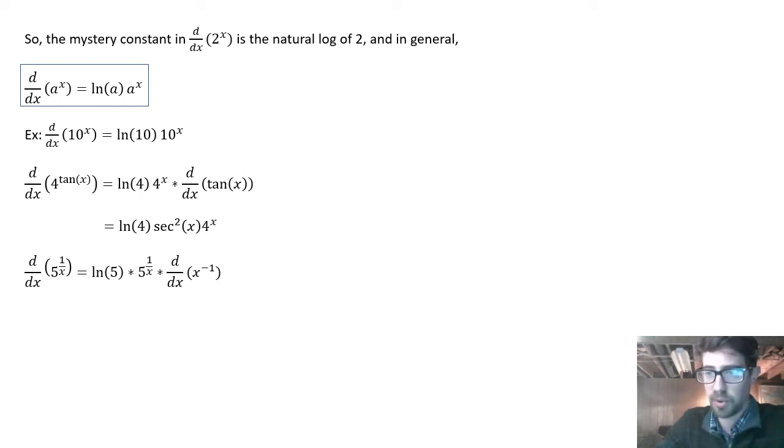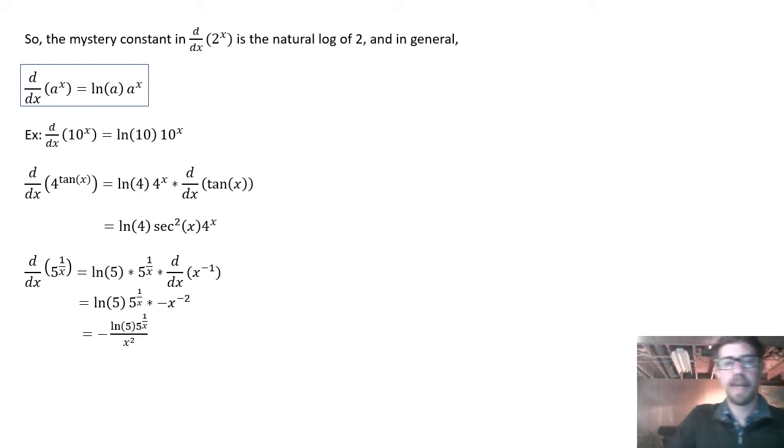Now you just use the power rule on that. The derivative of x to the negative 1 is negative x to the negative 2. And that's it. That's the answer. We could simplify that a little bit, but we don't have to. You're more than welcome just to leave it like that. I just like doing things like bringing negative signs out front. And then if you just want to call x to the negative 2 1 over x squared, the best way to write that is negative natural log of 5 times 5 to the 1 over x all over x squared.